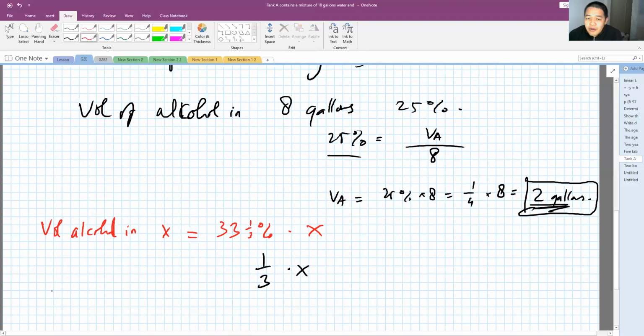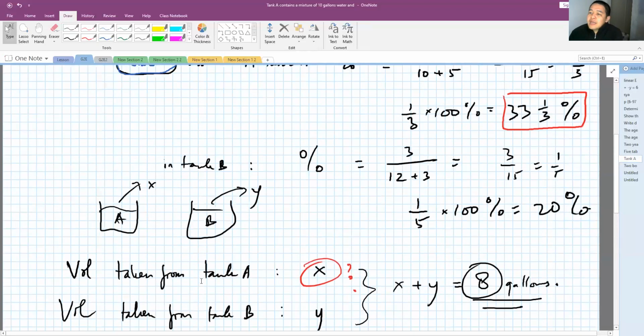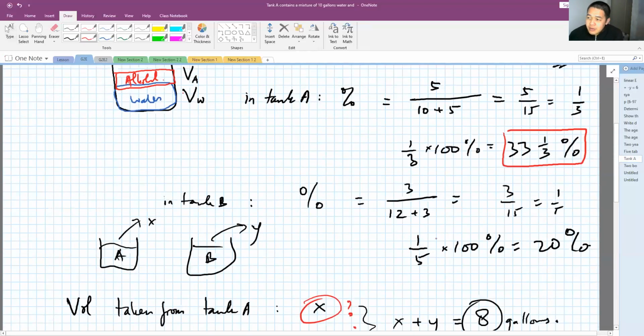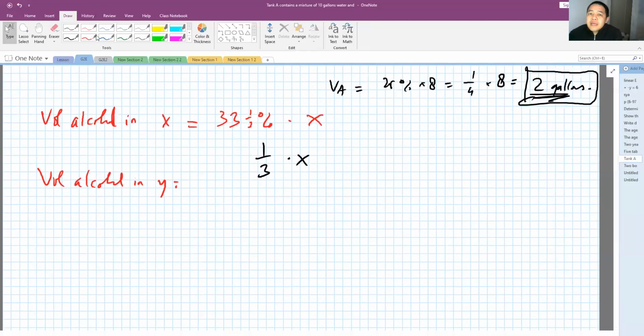Now the volume of alcohol in Y. Remember the percentage of alcohol in Y, which we already calculated also, is 20% or 1 on 5. So that means 20% times Y, or 1 on 5 times the volume of Y.